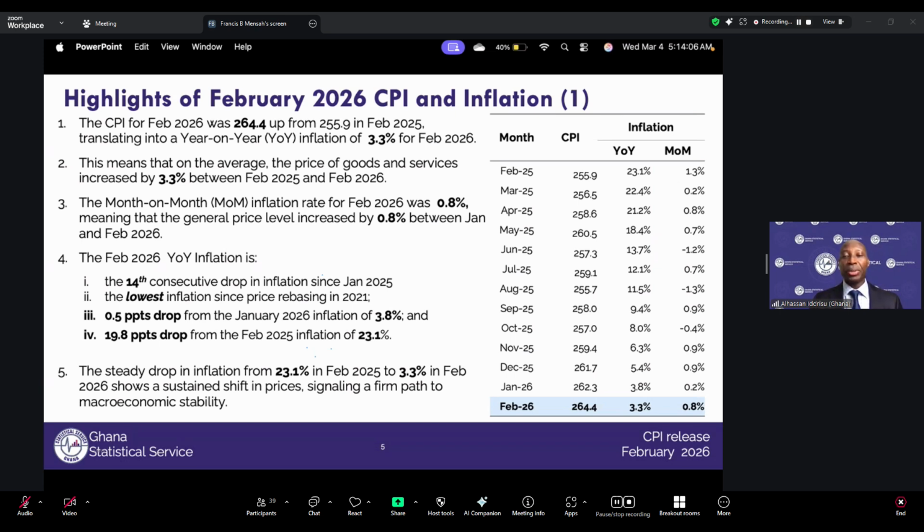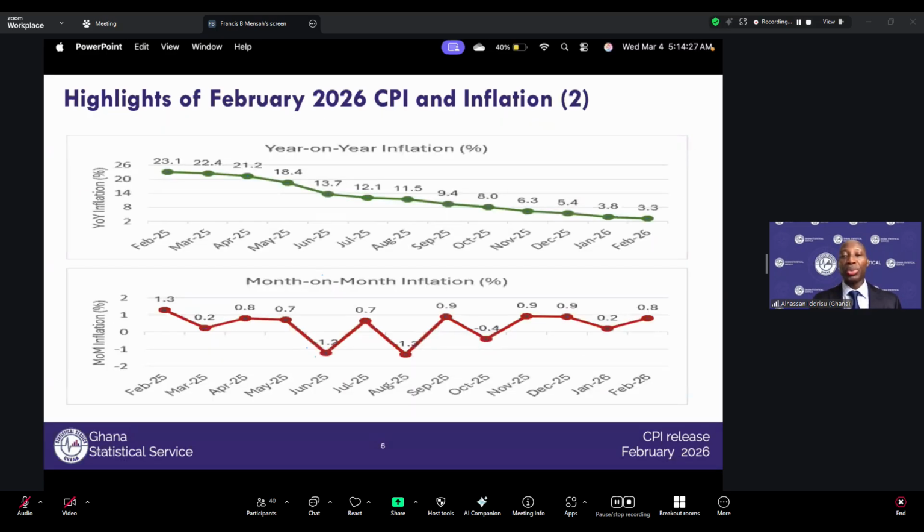And it also marks the 14th consecutive month of decline. In fact, it is the lowest inflation rate since the 2021 CPI price rebasing. Month-on-month inflation for February 2026 is 0.8%, meaning that prices increased by less than 1% between January and February 2026. The steady decline from the 23.1% the previous year to 3.3% today reflects significant easing of price pressures.